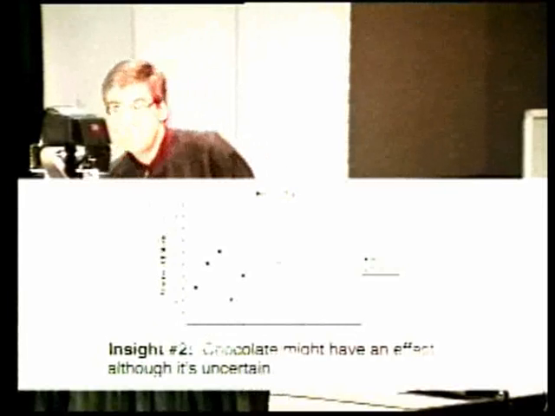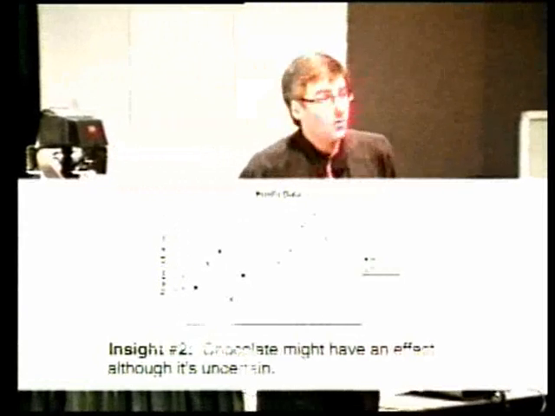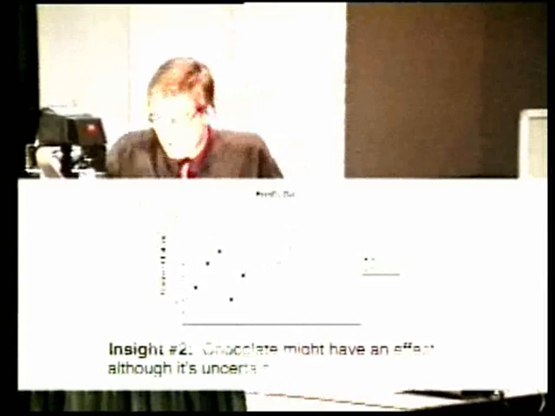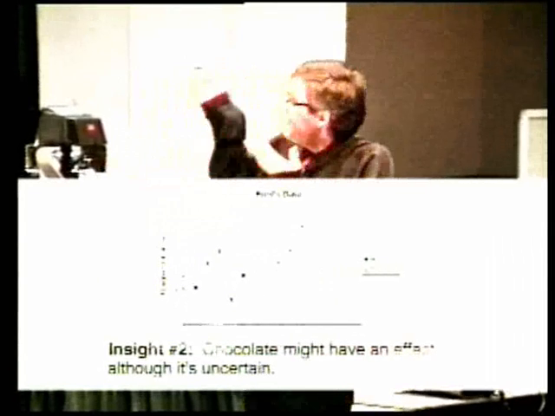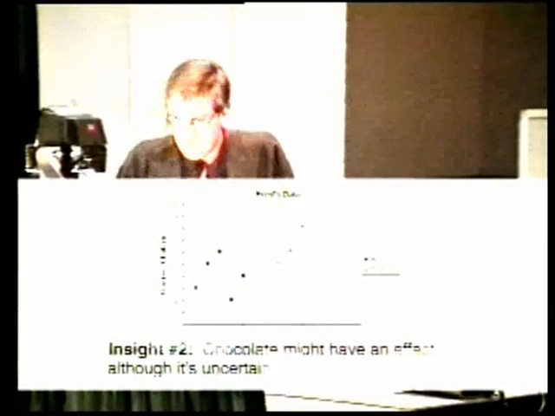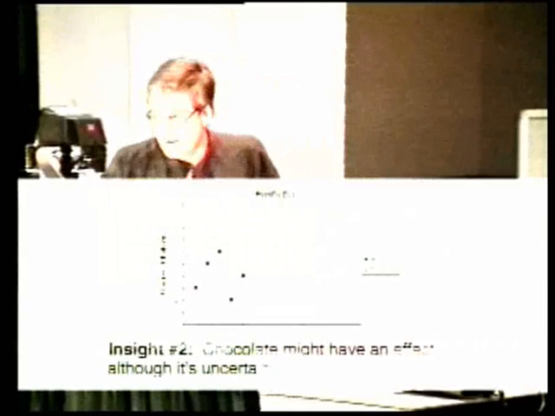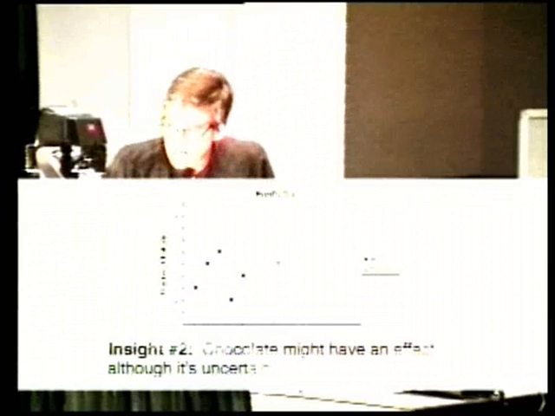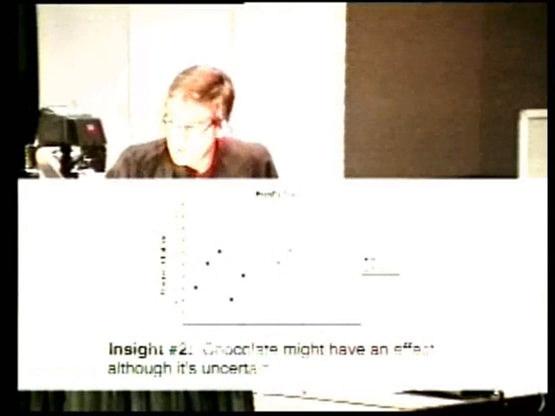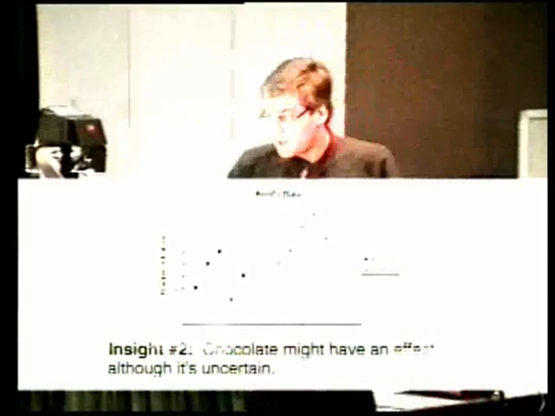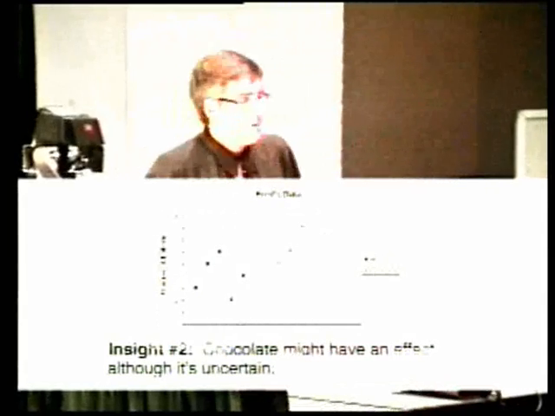which is that chocolate might have an effect, although it's uncertain. If you look at the data, it looks as though the Cadbury group is doing slightly better. Most of the points are higher in the Cadbury group than in the Hershey group, but there's one point, the one rat in the Hershey group, that had more correct choices than one rat in the Cadbury group, so perhaps it's not entirely clear. So it looks like chocolate might have an effect, but it's uncertain.